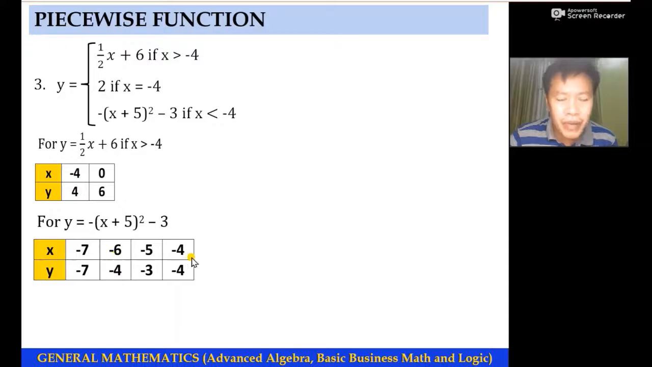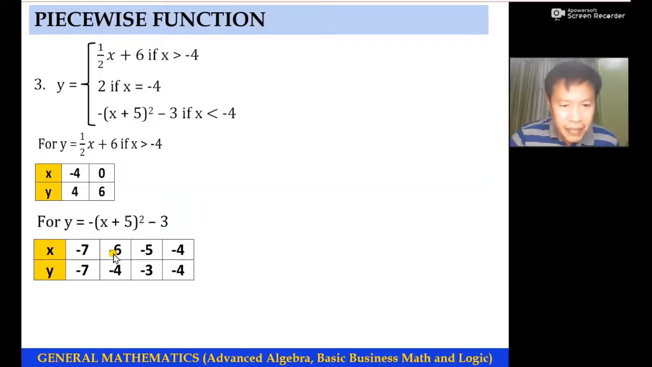And we are going to always follow the number line. It means that from left to right is increasing. So therefore, negative 4 minus 1 is negative 5. Negative 5 minus 1 is negative 6. Negative 6 minus 1 is negative 7. Our vertex is negative 5 and negative 3. And this is it. This is our vertex.